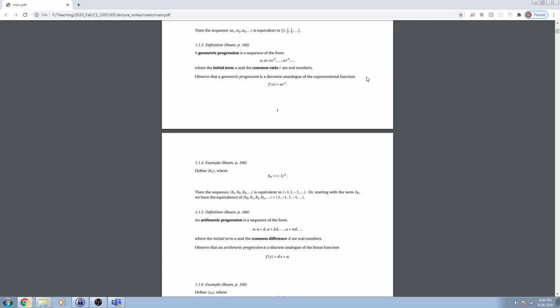So any sequence of that form, where you have some constant and each successive term is the power of some ratio, some value r, multiplied by that initial constant, is a geometric progression.